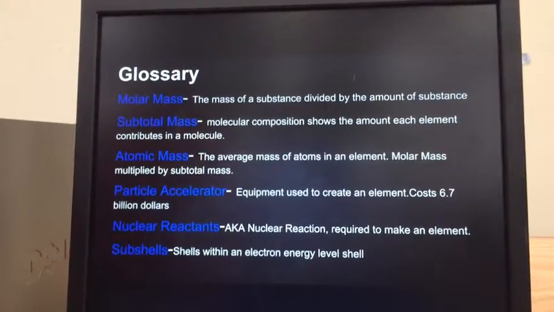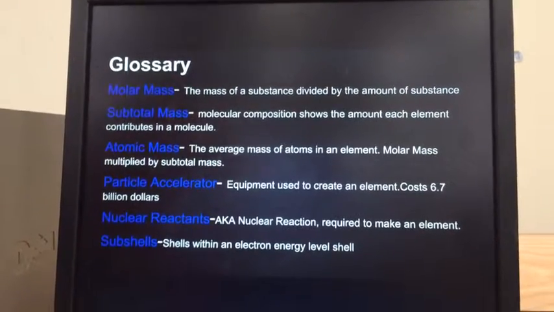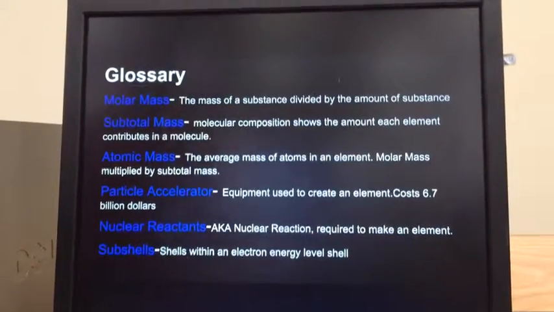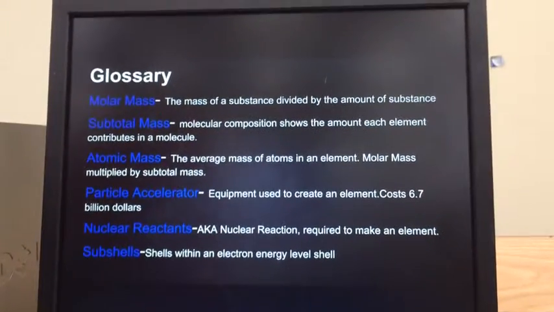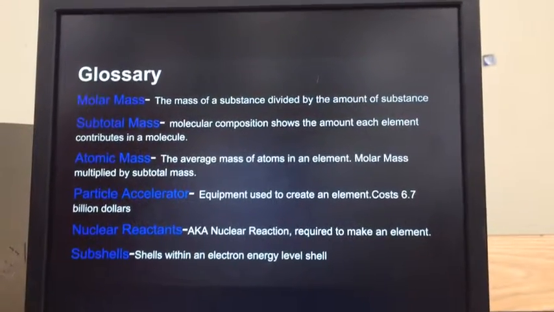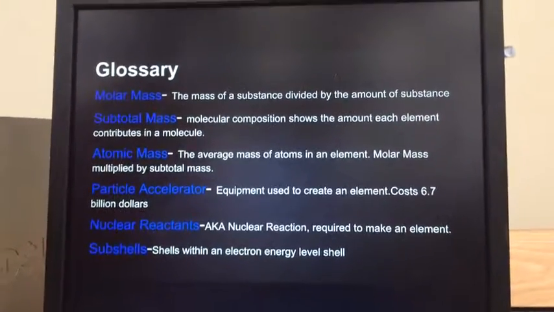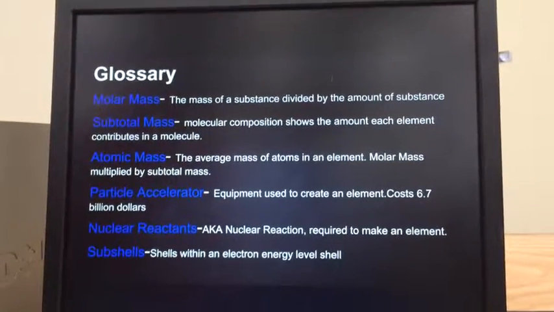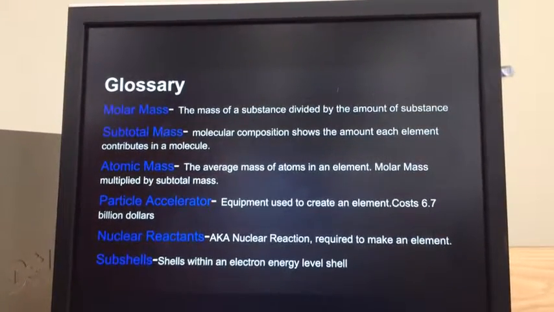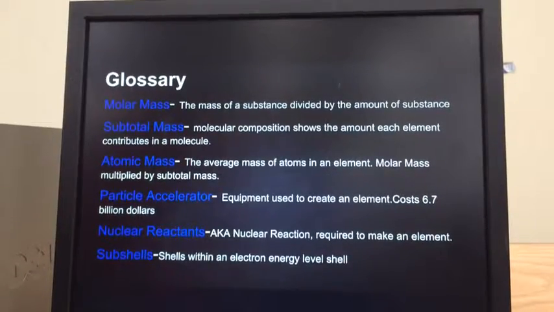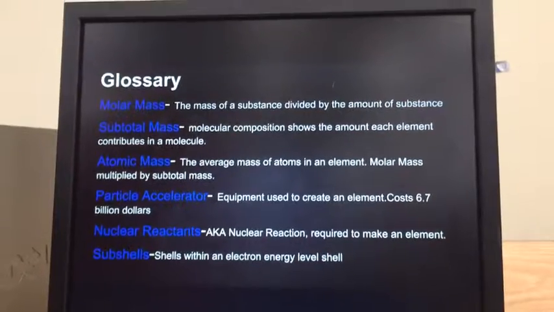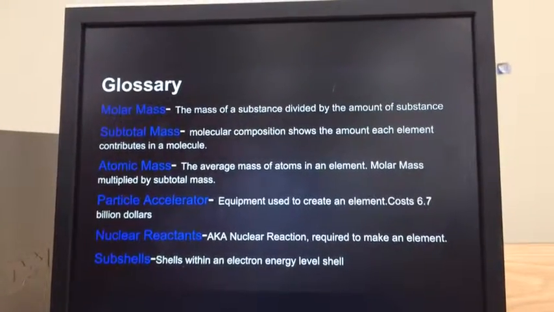Glossary. Molar mass is the mass of a substance divided by the amount of the substance. Subtotal mass is the molecular composition, which shows the amount each element contributes in a molecule. Atomic mass is the average mass of atoms in an element: molar mass multiplied by subtotal mass. Particle accelerator is equipment used to create an element. It costs $6.7 billion. Nuclear reactants, aka nuclear reaction, is required to make an element.